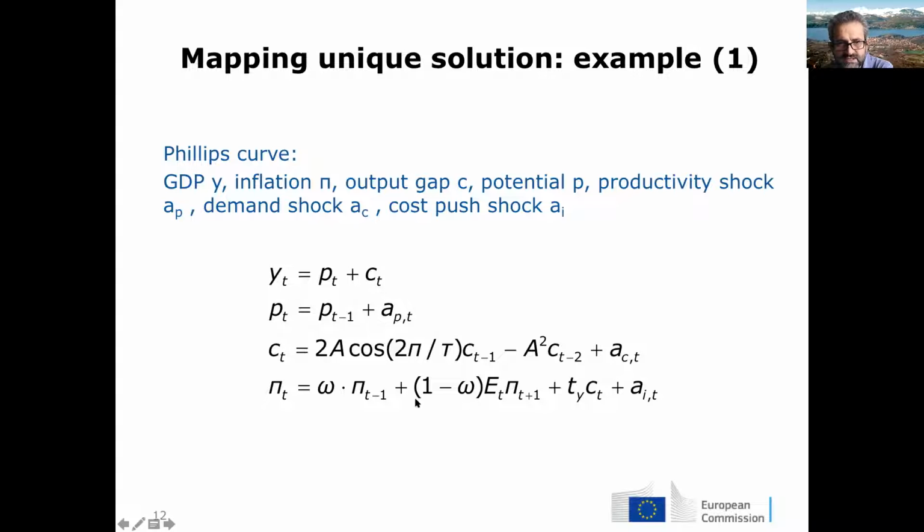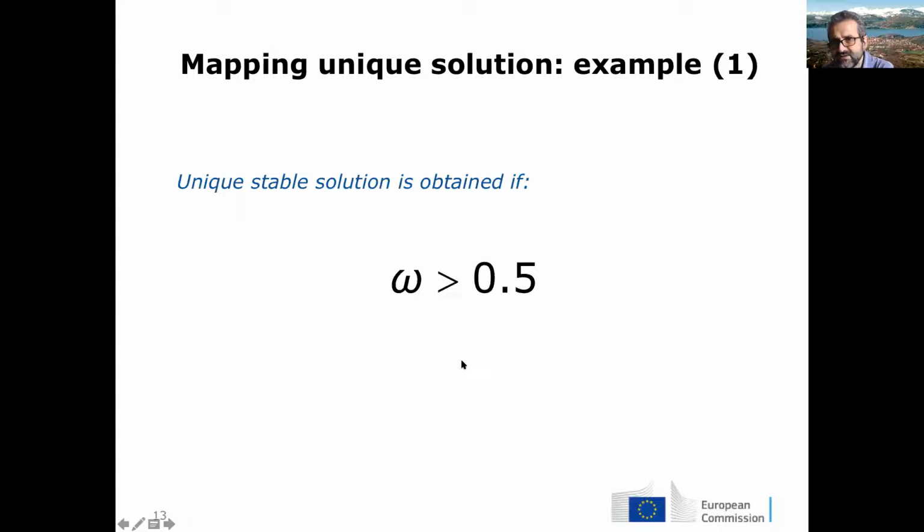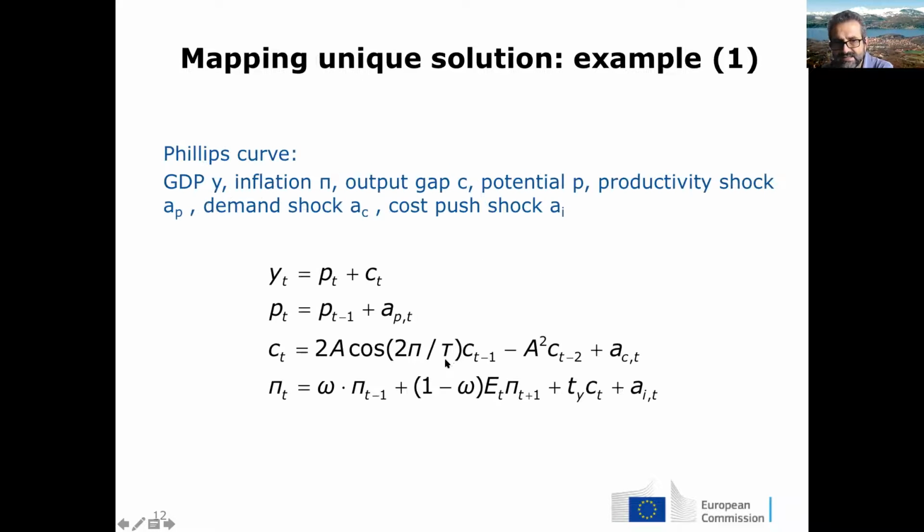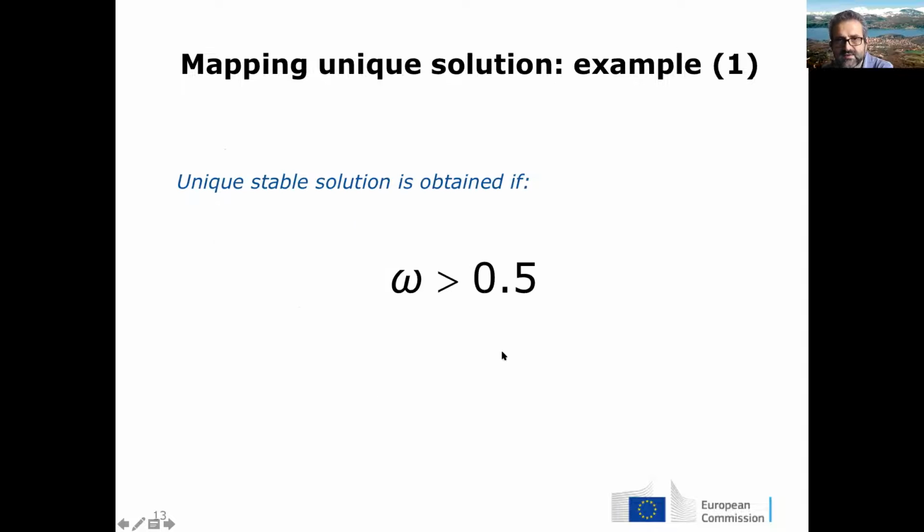So the uniqueness of the solution of this model can be derived analytically. I don't make the proof, but the analytical result says that there is a unique saddle path if omega is bigger than 0.5. So there must be at least 50% of firms that are backward looking to provide a unique solution for this simple model. Then assume that we are lazy or we don't know how to solve this uniqueness problem with paper and pen. Then we do Monte Carlo.